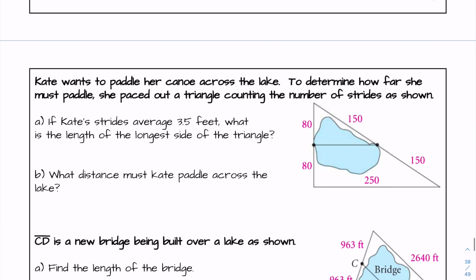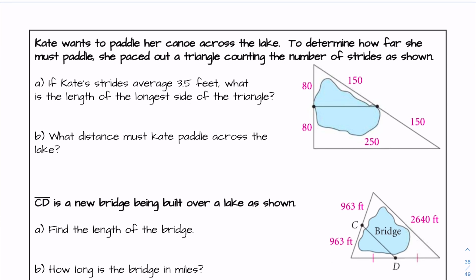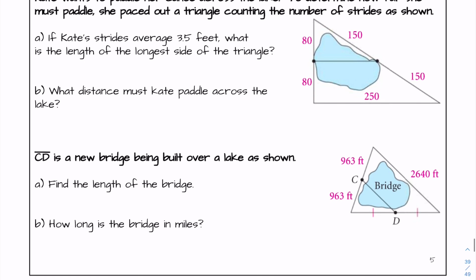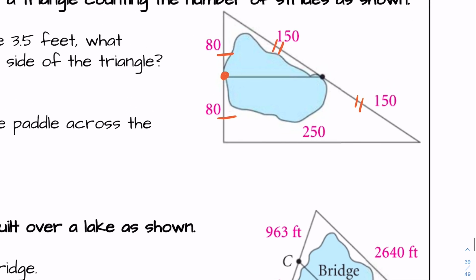So now here's another question. Kate wants to paddle her canoe across the lake. To determine how far she must paddle, she paced out a triangle counting the number of strides as shown. So these represent strides, not feet, not meters, just strides. So 150, 150, 80, 80, 250 strides. Obviously, she can't stride across here, but what we do know is that if, let's see, we use purple. Okay, so orange is next. If this is congruent to this and this is congruent to this, what we know is we have midpoints, making this length half of the longer length.